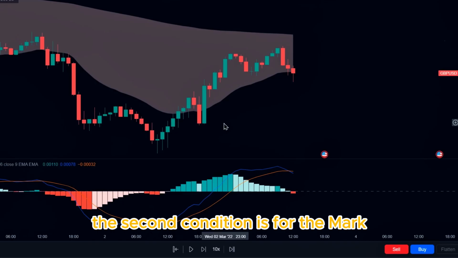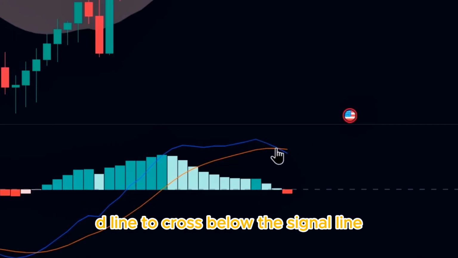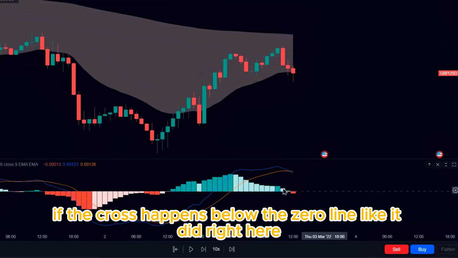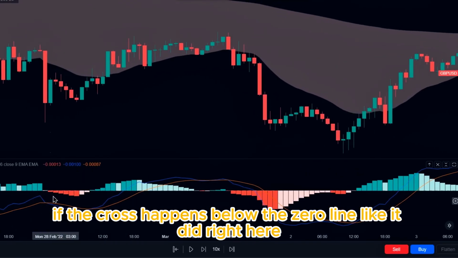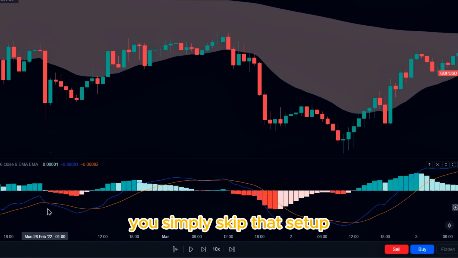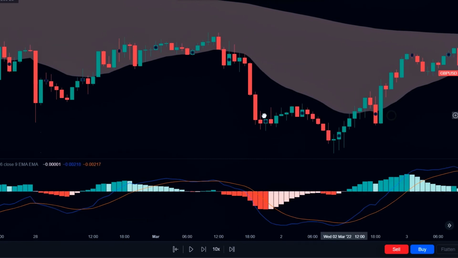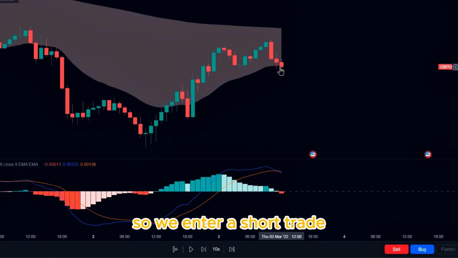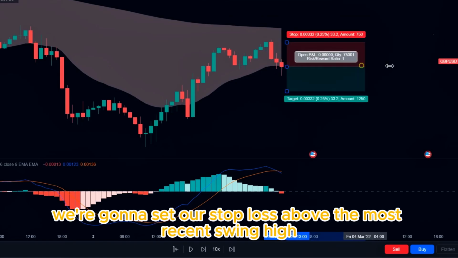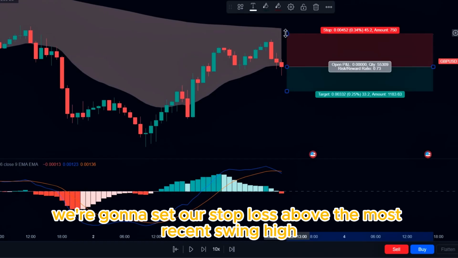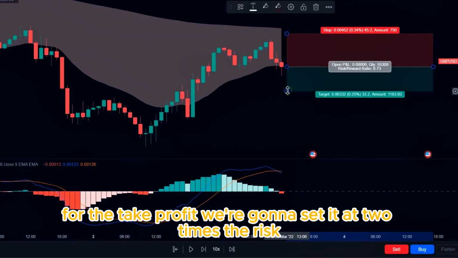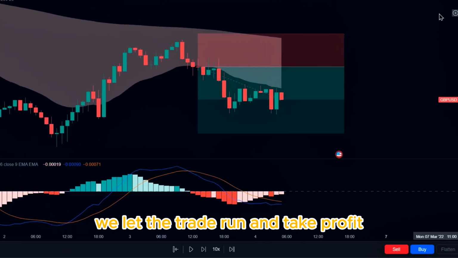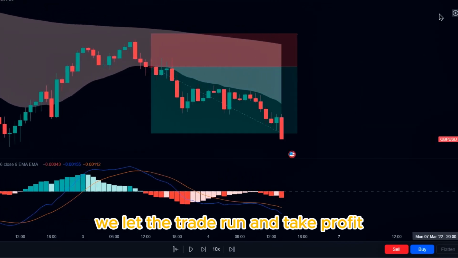The second condition is for the MACD line to cross below the signal line while being above the zero line. If the cross happens below the zero line, like it did right here, you simply skip that setup. All our entry conditions are met on this candle, so we enter a short trade. We're going to set our stop loss above the most recent swing high. For the take profit, we're going to set it at 2 times the risk. We let the trade run and take profit.